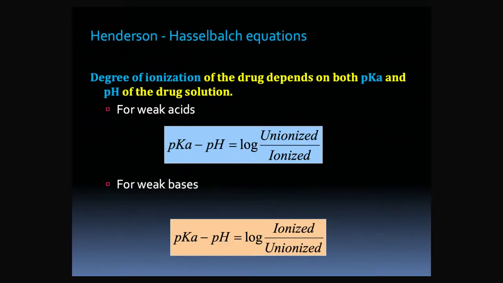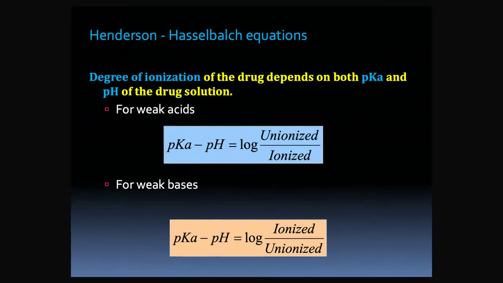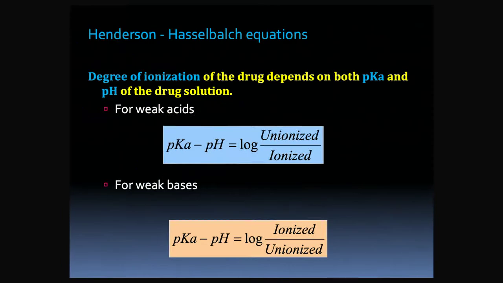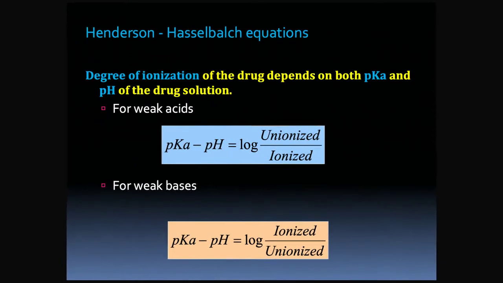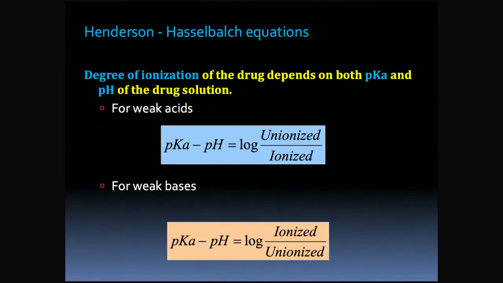Mastering the Henderson-Hasselbalch equations allows us to calculate the precise ratio between a drug's ionized and unionized forms. For weak acids, the pKa minus pH value is equal to the logarithm of the unionized concentration divided by the ionized concentration, which explains why an acidic environment shifts the equilibrium toward the neutral form.